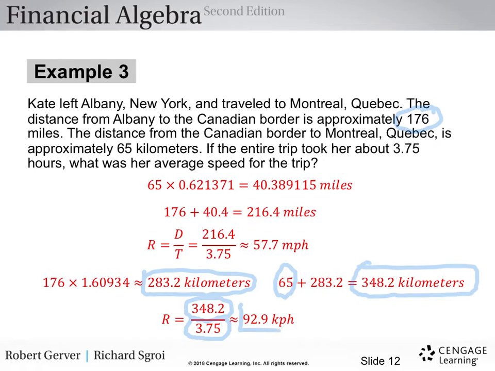Her speed in kilometers per hour is 92.9 kilometers per hour. This compares with her speed of 57.7 miles per hour. So when you're driving in Canada, you may look like you're driving at a really fast speed because you might be going 100 kilometers per hour, but in reality you're going about 60 miles per hour.